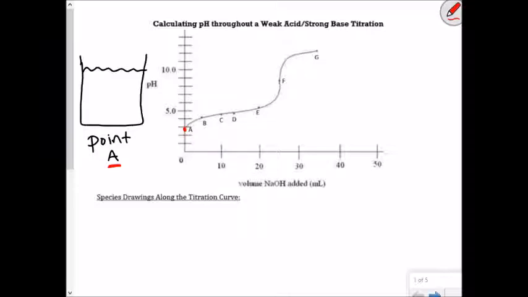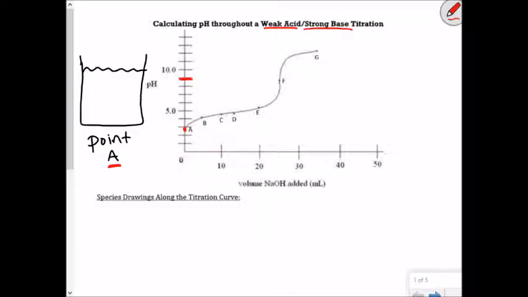What is in solution at point A? Has any base been added? No base has been added. So at point A, all we have in there is weak acid. I know this because it tells me this is a weak acid strong base titration curve. The other way I could tell is to look where the equivalence point is. It's above 7. So that's another way to show me that this is a weak acid strong base titration curve.